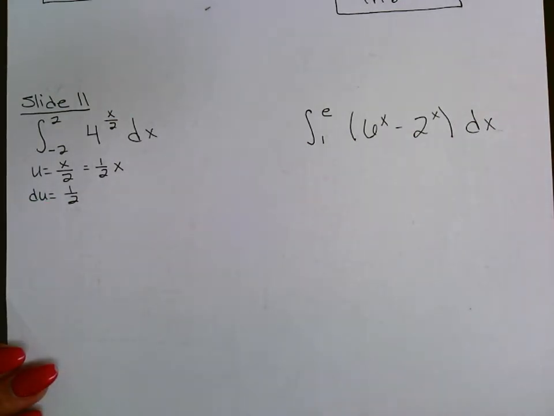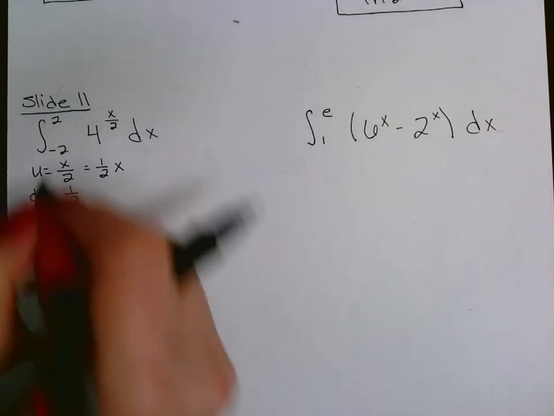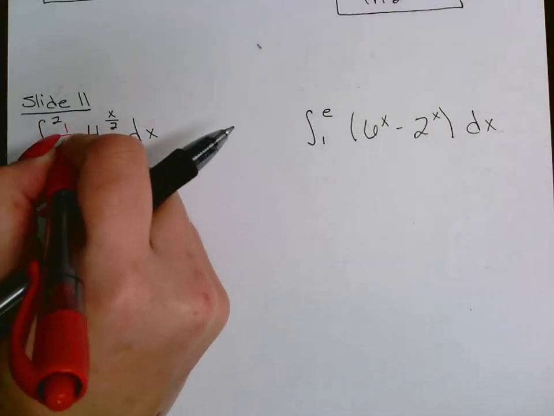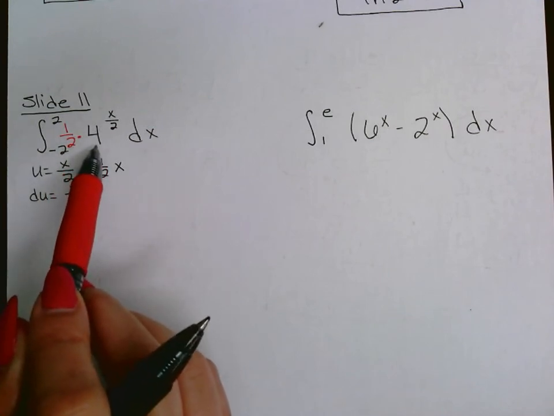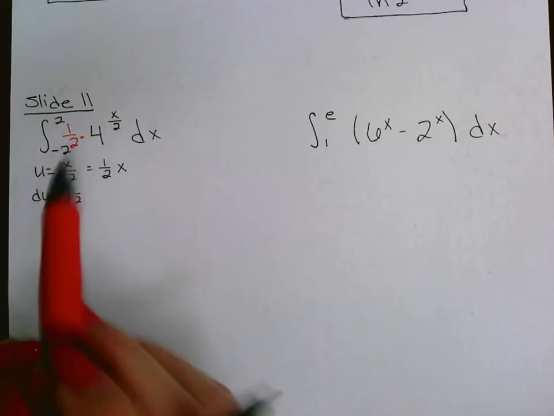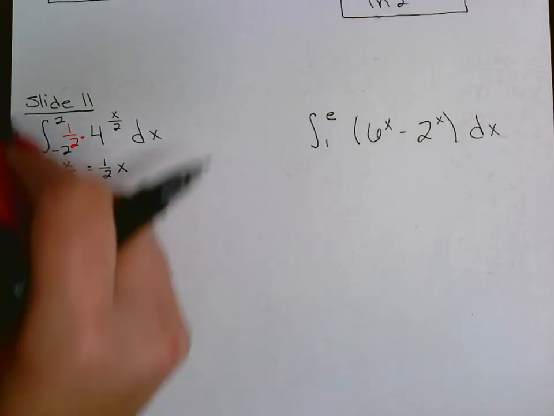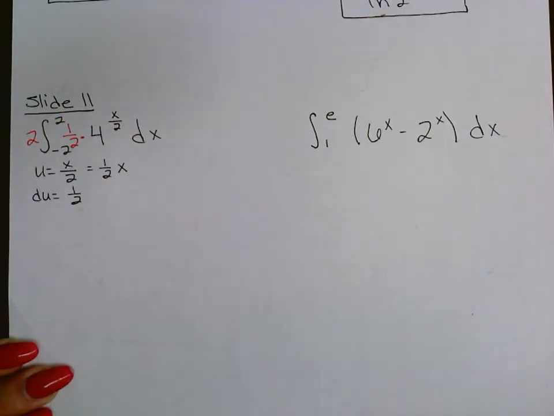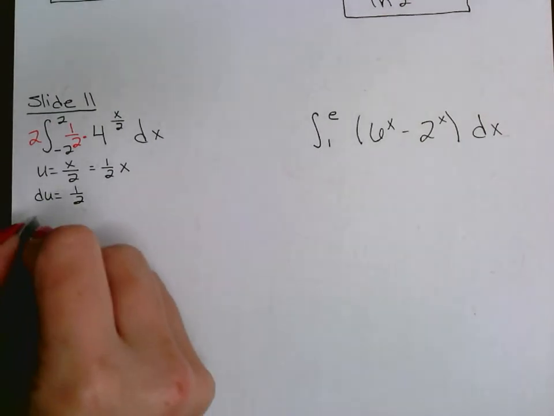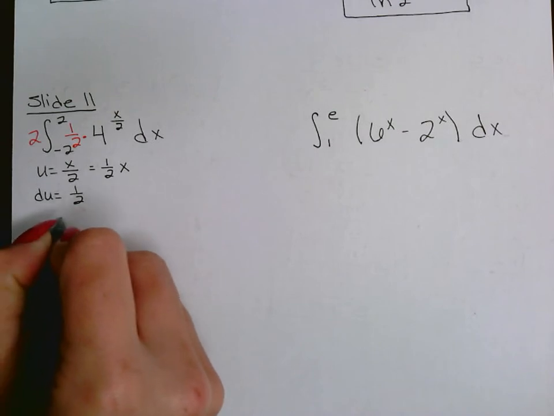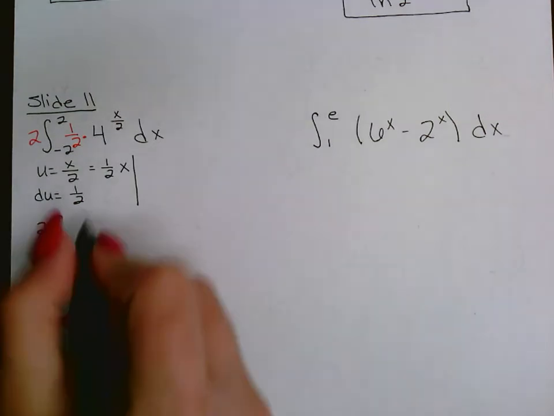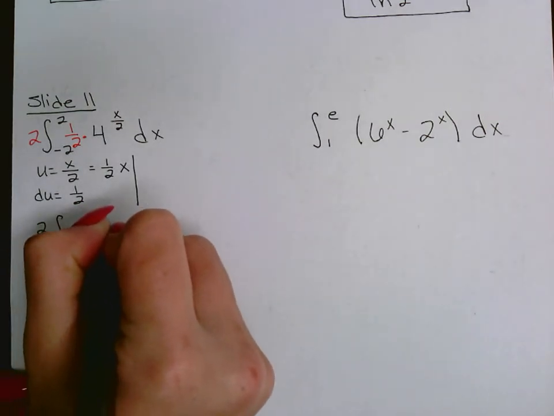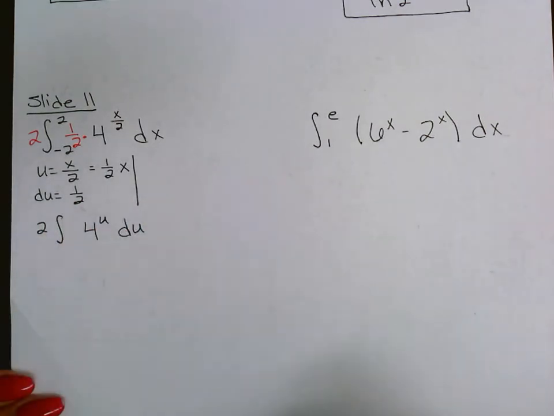All right, so do I have my du there? No, I need to multiply this half, okay? Remember that this does not affect my 4. My 4 is not a coefficient. My 4 is a base to that function. So if I had to put a 1/2 in, I have to put a 2 in, okay? So now my rewrite becomes 2 times the integral. I'm going to have to change my limits in a moment. Of 4 raised to the u du.